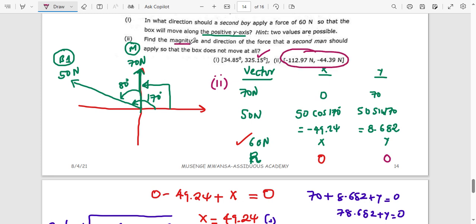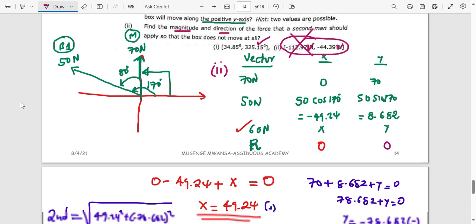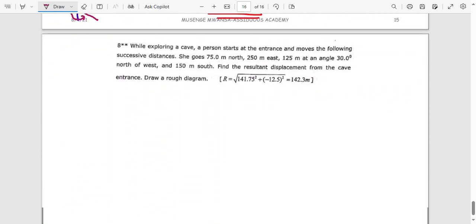So one is saying find the magnitude and the direction. Can you see any direction here? These are all in newtons. So there's no direction. So that is not correct. That's not true. So that is how you find that other part.